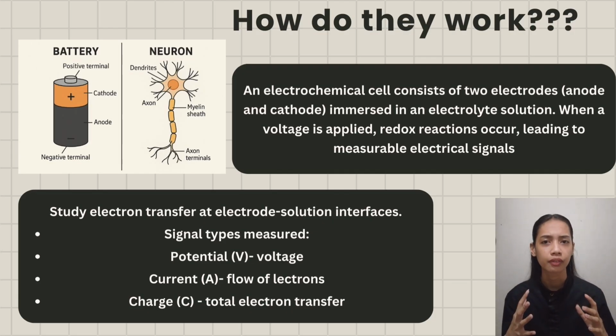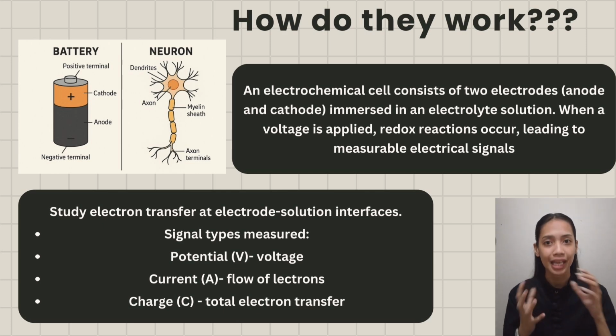Now, a little bit of basic concept and analogy. To understand how this method works, think of an electrochemical cell like a tiny battery. Just like a battery produces electricity through chemical reactions, electrochemical cells generate electrical signals when chemical reactions happen at the electrodes. We measure things like voltage, current, or charge, and these measurements tell us about the chemicals in the solution. This connection between chemistry and electricity is what makes electrochemical methods so powerful for analysis.